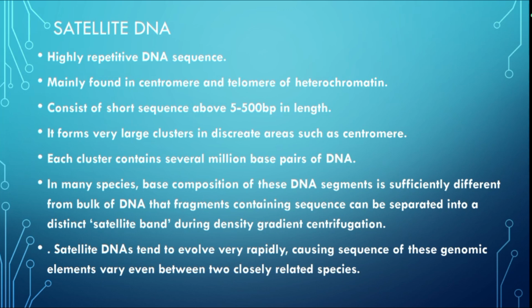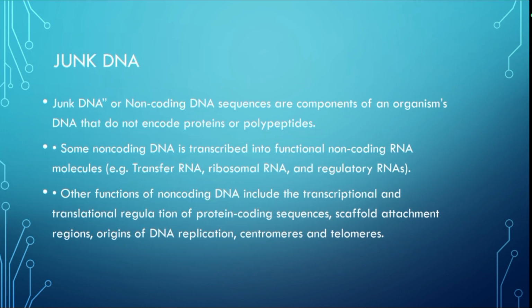In many species, the base composition of these DNA segments is sufficiently different from the bulk of DNA that fragments containing the sequence can be separated into a distinct satellite band during density gradient centrifugation. Satellite DNAs tend to evolve very rapidly, causing the sequences of these genomic elements to vary even between two closely related species.